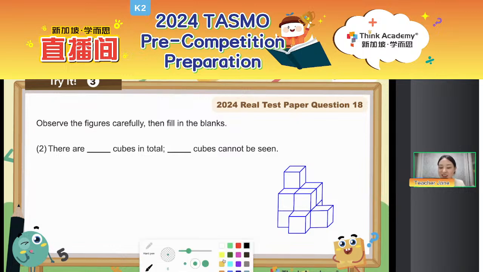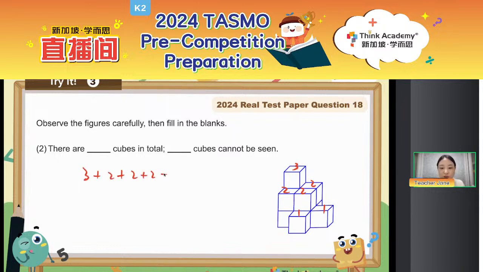Okay, so after we learn the Boltzmann method, it is already not a small case, right? So everyone, let's do the counting. 1, 1, and then 2, 2, 2, 3, right? So let's see. 3 plus 2 plus 2 plus 2 plus 1 plus 1. What is the answer here? How many cubes are there in total?